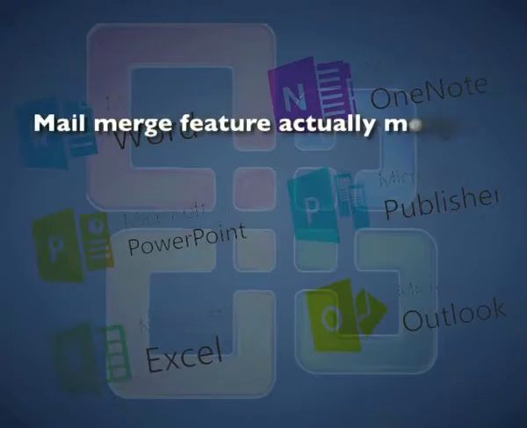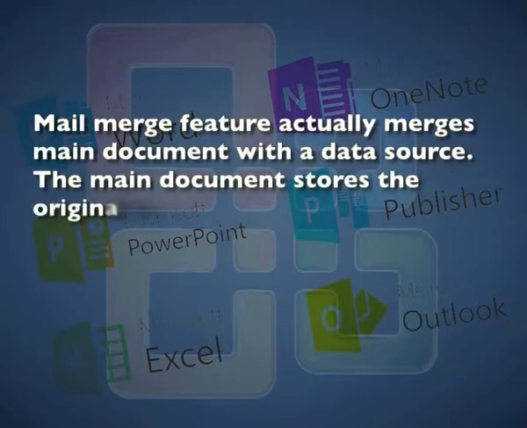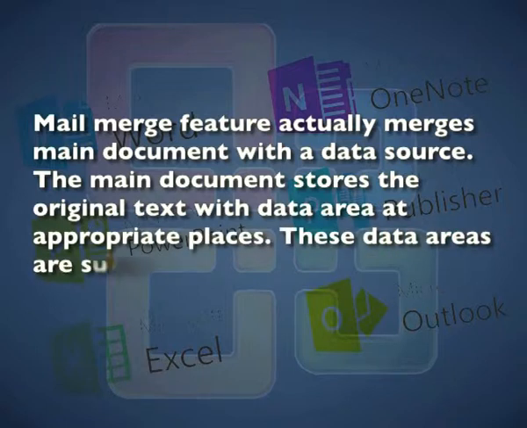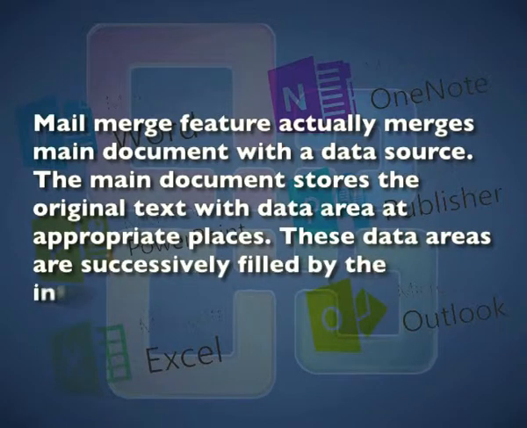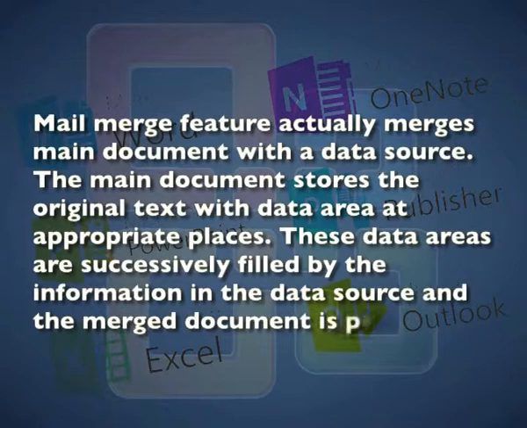Mail merge actually merges a main document with a data source. The main document stores the original text with data areas at appropriate places. These data areas are successively filled by the information in the data source and the merged document is printed.